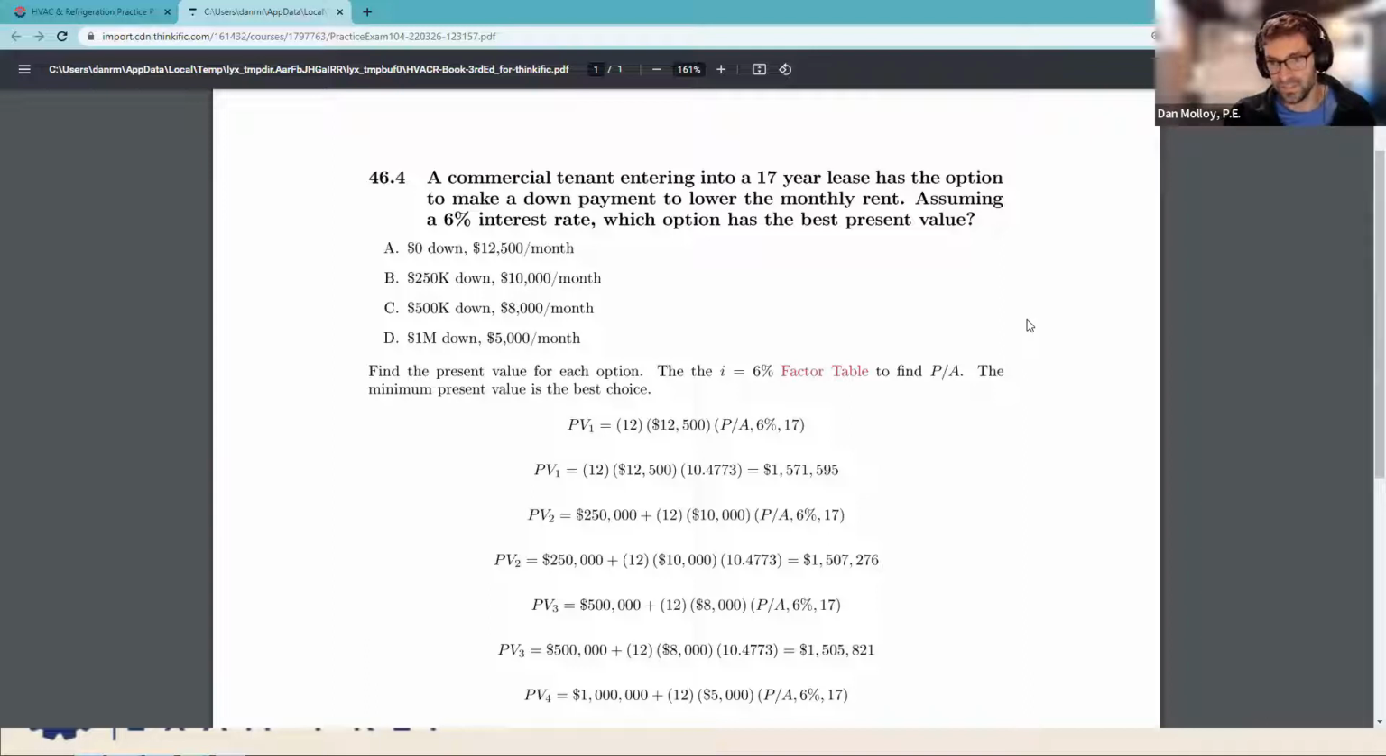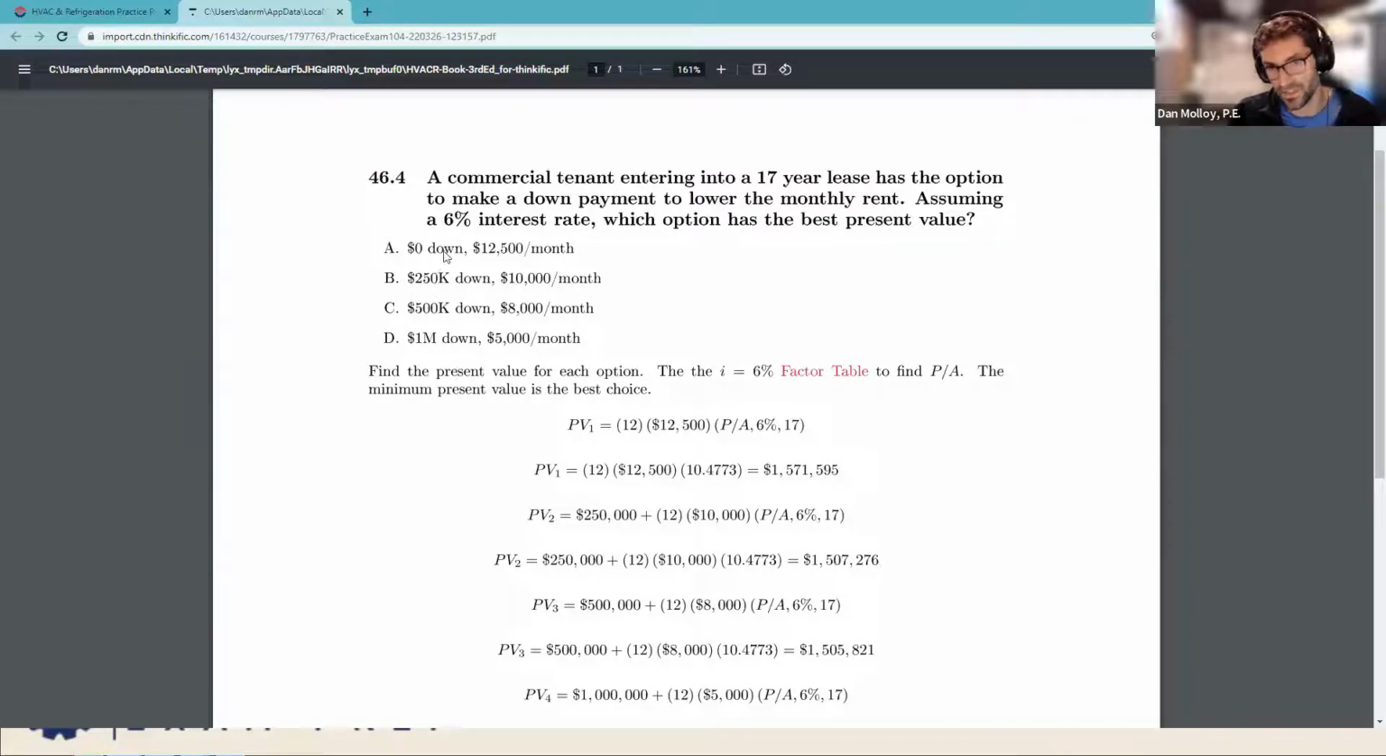Now, obviously, if you don't have the cash for a large down payment, then option A is going to look the best. But if you do have that flexibility, there still may be one option that's better than another, and it depends on the magnitude of the down payment and the magnitude of the monthly payment. Since the interest rate is fixed and the duration of the lease is fixed, we can basically just take those future cash flows, turn them into present values, and add them together.